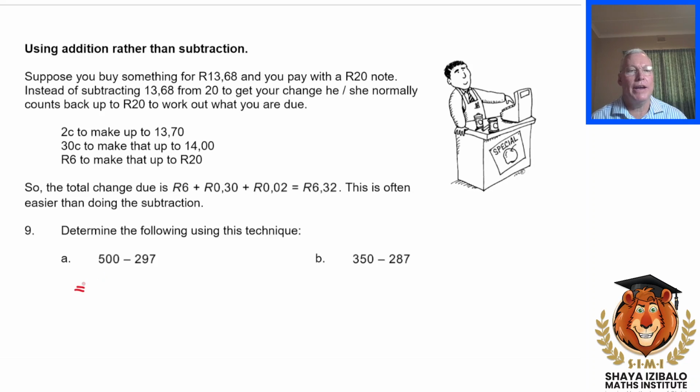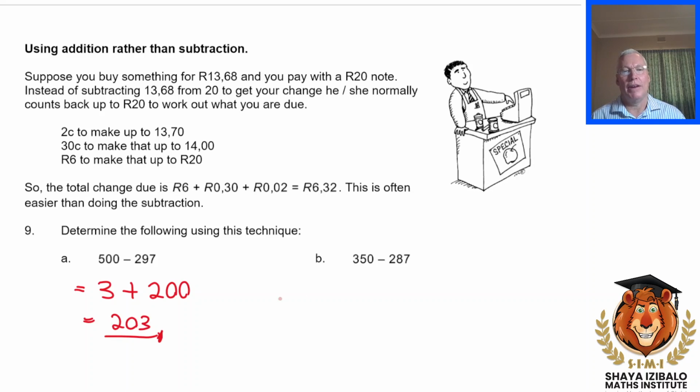Right, so here, what must we add back onto 297 to give us 500? That will be the same as the difference between 500 and 297. Right? Well, we need 3. We need 3 to get up to 300. We're adding back onto 297 to make up to 500. To get from 300 to 500, we need another 200. And there's our answer, 203.